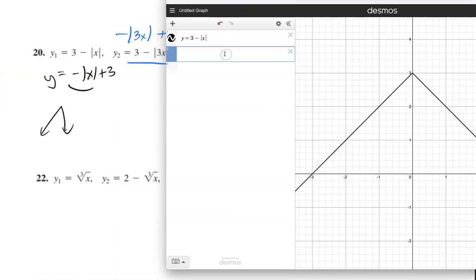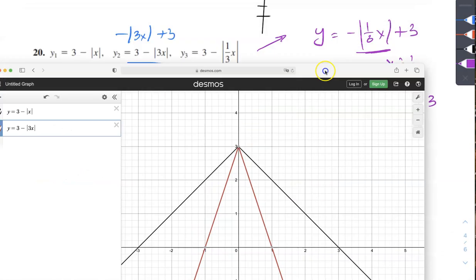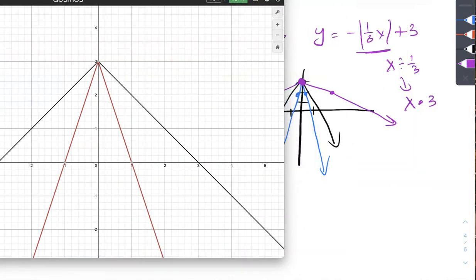The next one, y equals 3 minus absolute value of 3x. And you can notice that the red one is the second one. For me, that's the blue one. And yeah, pretty much, right? Like I said, normally you would go over 1, down 1. But this one multiplies your x by 3, so you're going over a third and down 1. It's right there, see, 0.33, 1.